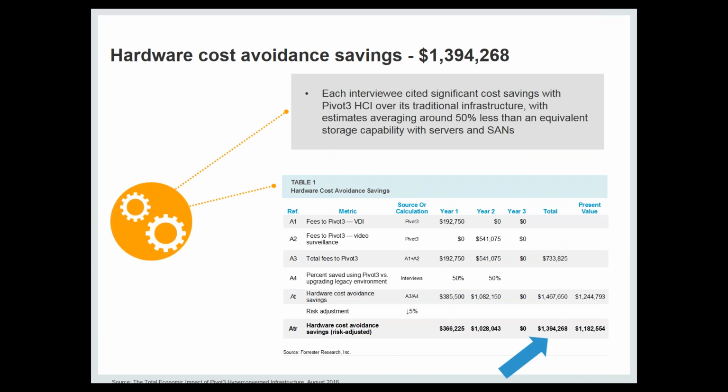Let's look at hardware cost avoidance savings, the first savings category. Here's the detail behind these savings, and this is really a great story, great news. Every interviewee cited significant cost savings with Pivot3 HCI over its traditional infrastructure, with estimates averaging around 50% less than an equivalent storage capability using servers and SANs. There are more details in the full case study, once again, that I would encourage you to read. Next slide.